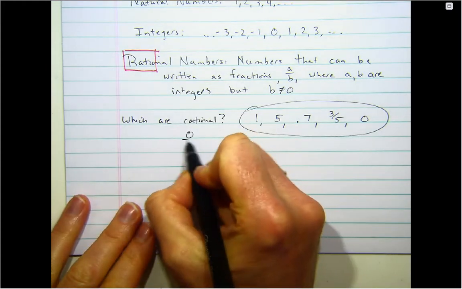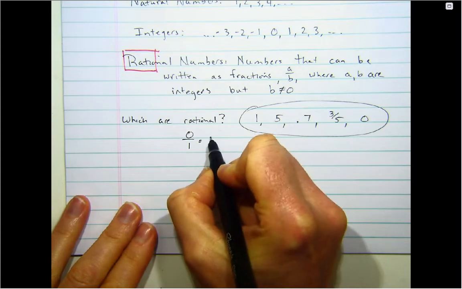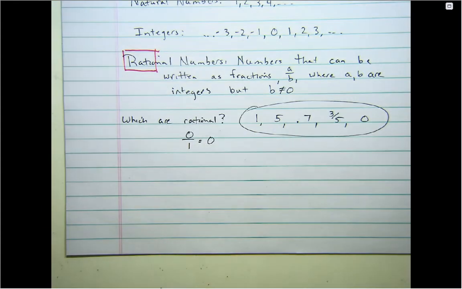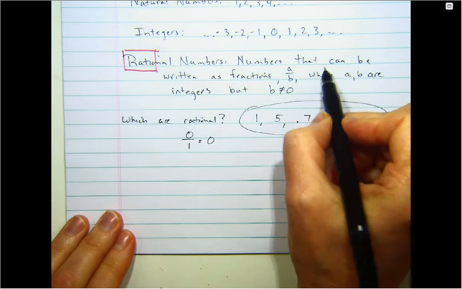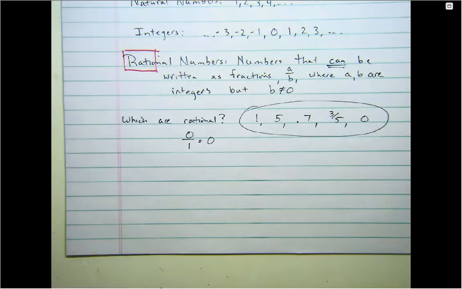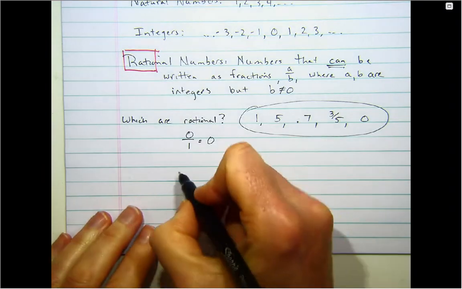Can you write 0 as 0 over 1? So it's kind of a trick. So the whole numbers you can write as fractions. So 0 divided by 1 is 0. So that's one we can include. How about the 0.7? How do you write 0.7 as a fraction?